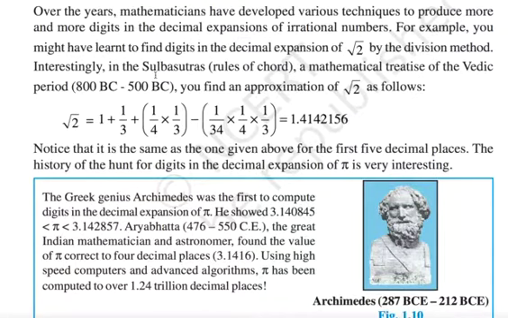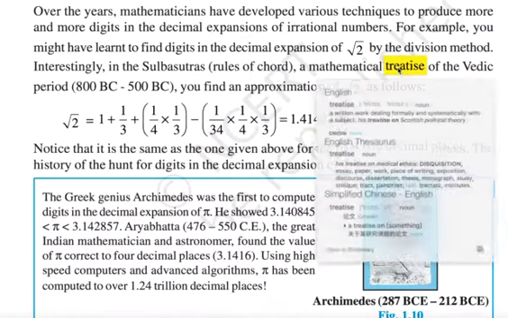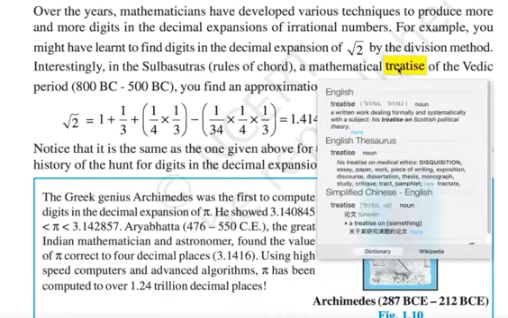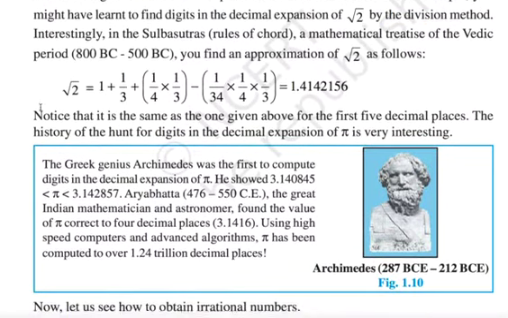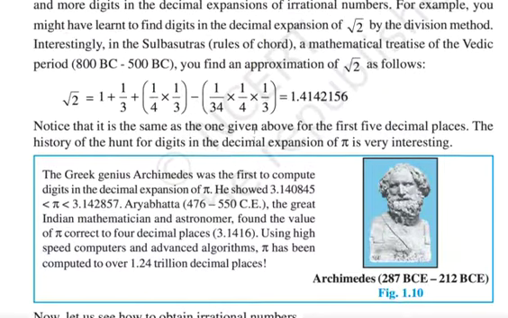Interestingly, in the Sulba Sutras, a mathematical treatise of the Vedic period. Okay, treatise means a written work dealing formally and systematically with a subject. In the period 800 to 500 BC, you find an approximation of root 2 as follows: 1 plus 1 by 3 plus 1 by 4 into 1 by 3 minus 1 by 34 into 1 by 4 into 1 by 3. Notice that it is the same as the one given above.